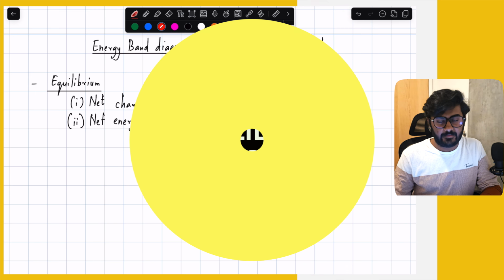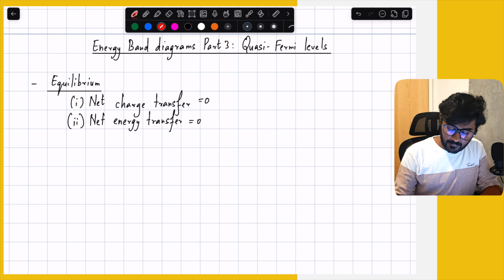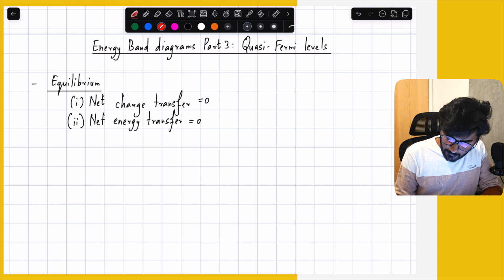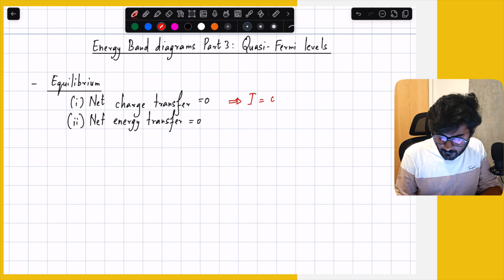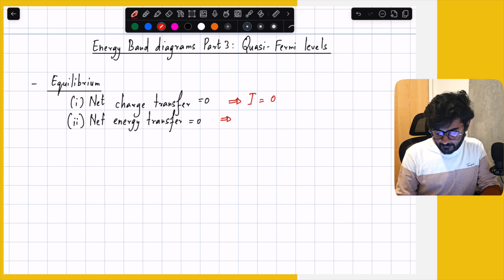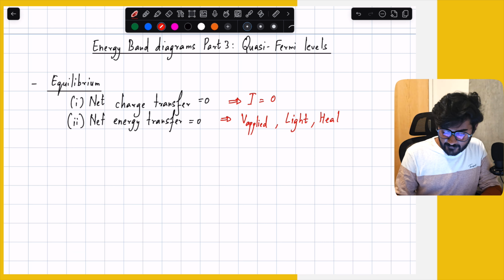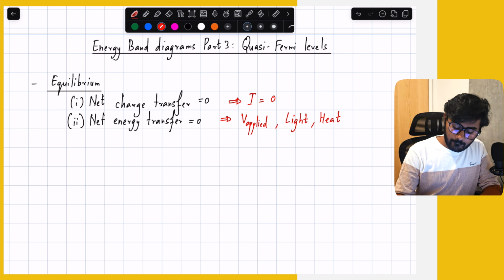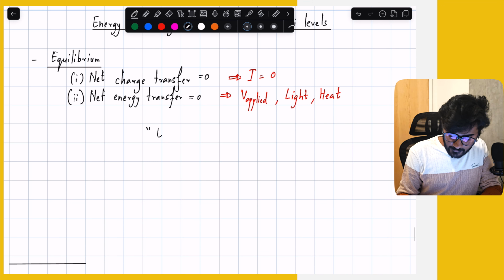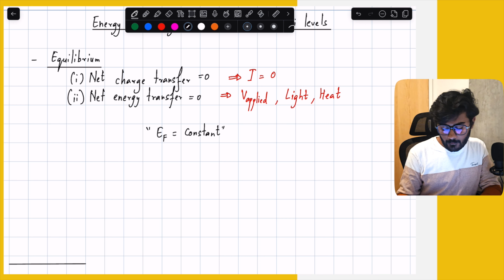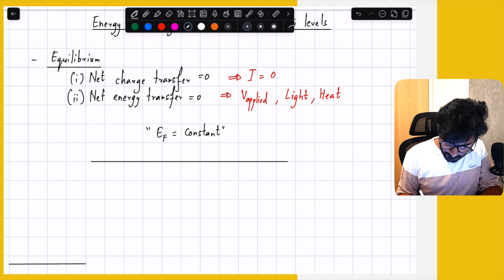So firstly, let's quickly recap what equilibrium is. It means that the net charge transfer is zero, which is equivalent to saying the current is zero. And one more condition is that the net energy transfer is zero, which implies that the applied voltage or light or heat on a semiconductor is zero. And we also know one more thing, that the Fermi level is constant in equilibrium.